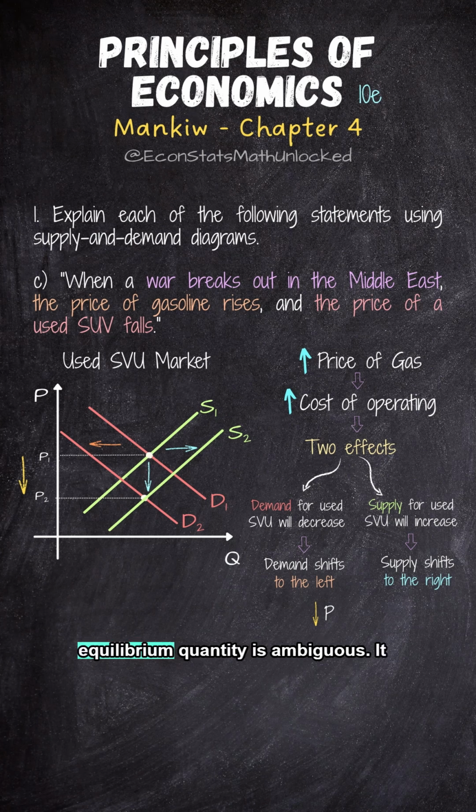However, the effect on the equilibrium quantity is ambiguous. It could fall, stay the same, or rise, depending on which shift, the decrease in demand or the increase in supply, is stronger. And there you have it. Higher gas prices and cheaper used SUVs.